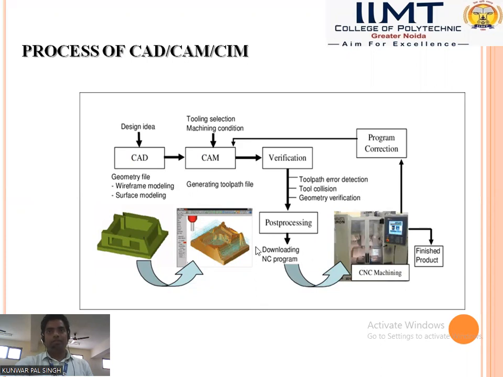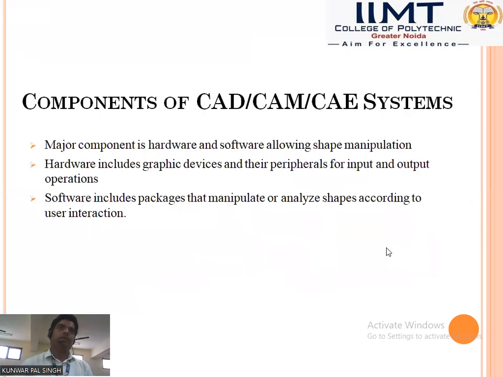If we need the program to be changed, then again it goes to program correction in the CAM software. Again, this is repeated if we make any changes in the program that we made. So this is all integrated: CAD, CAM, and CIM.